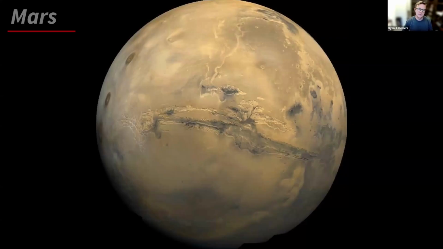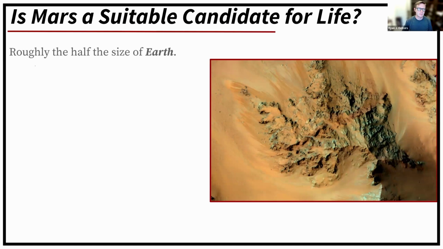Second guy that's not Earth is going to be Mars. So Mars is roughly half the size of the Earth. So you would feel a lot lighter if you went there. It's a good way to lose some weight, I guess. If you can build a rocket, get all the way there, then you can lose that extra 20 pounds you've been trying to get rid of since Christmas.